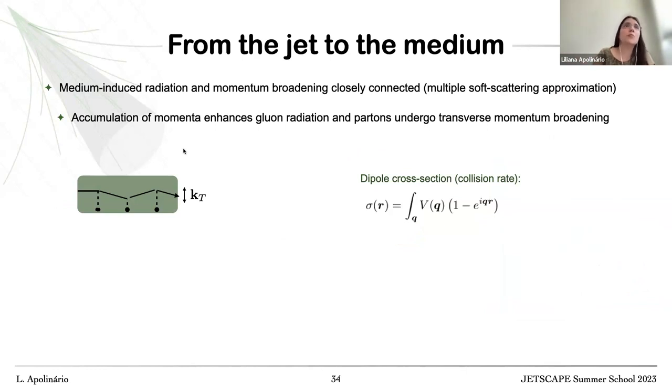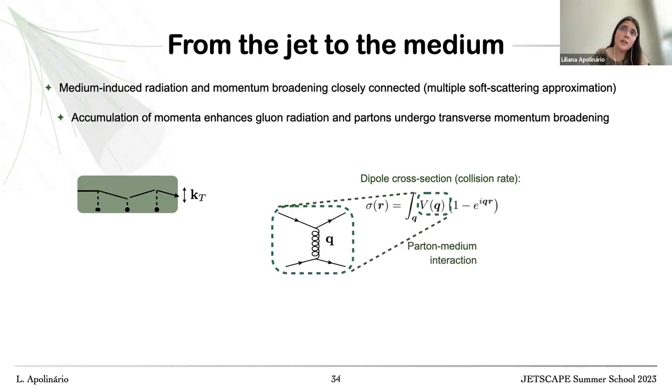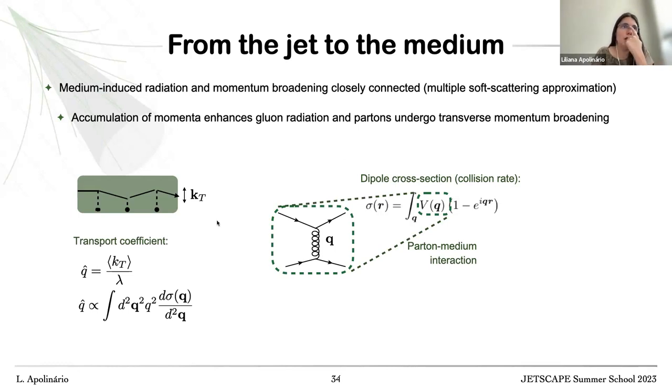Again, in this picture in which my particle interacts with the medium and acquires some transverse momentum broadening, I showed you that the emission spectrum of my gluon depends on a dipole cross section that depends on some potential. So this collision rate is where everything about our medium is encoded. This is where the Yukawa potential, for instance, enters, but you can also use any other sort of potential. The question is, how can we translate this into some effective parameter that can be compared independently of the details of your model? That's why people look at the average transverse momentum squared per mean free path that a particle acquires.